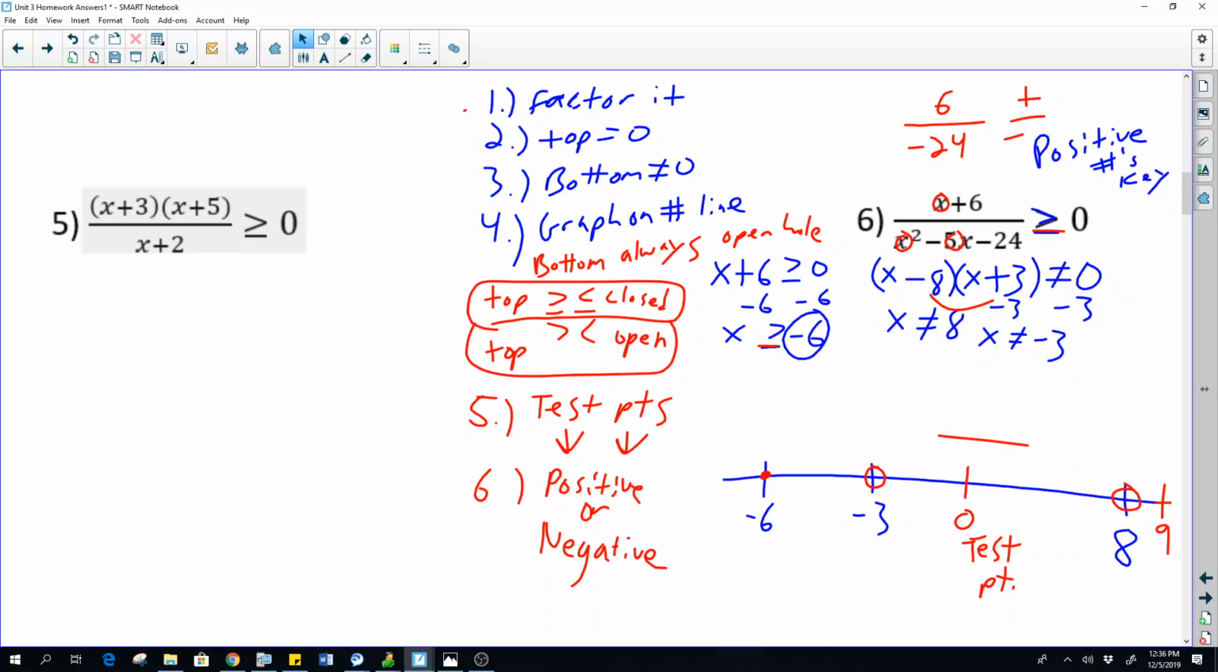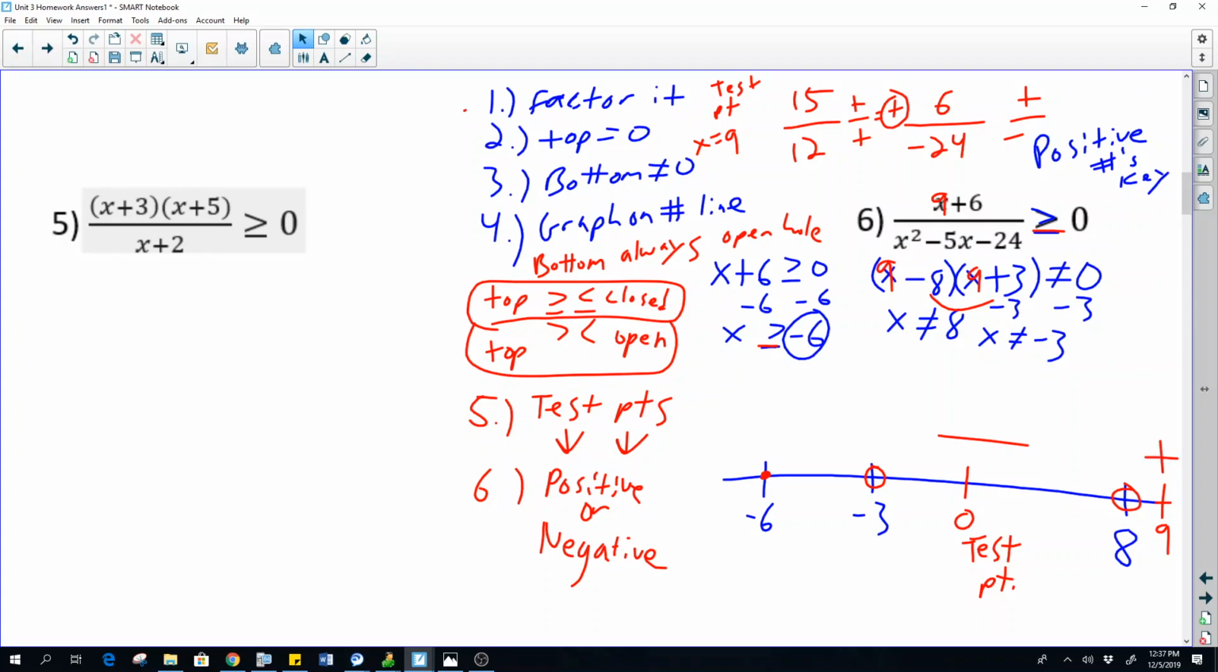Let's say 9. So then we go back to our original again, and this time we're putting a 9 everywhere. So then when we do that, 9 plus 6 is 15. So this is our test point using x equals 9. Sorry, 9 plus 6 is 15. And then we have 9 minus 8 is 1, and 9 plus 3 is 12. So positive 12 on the bottom. So positive over a positive is a positive. So that means this side over here above 8 will be positive.